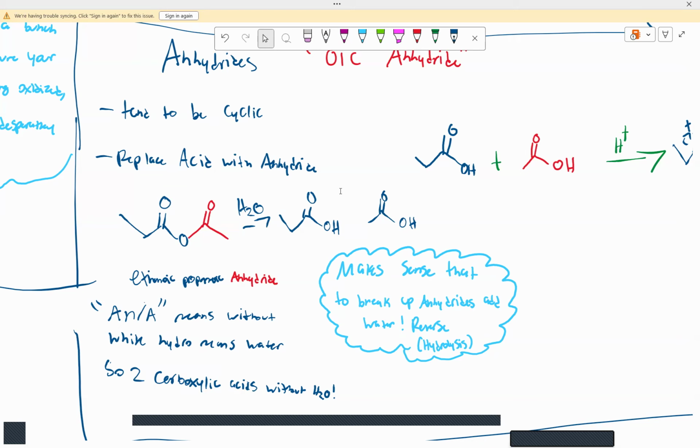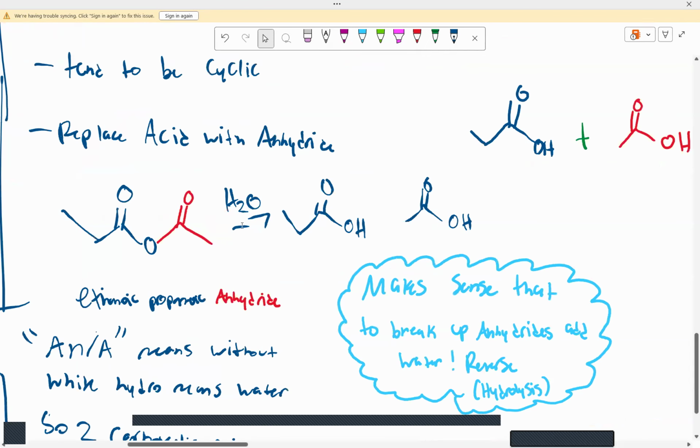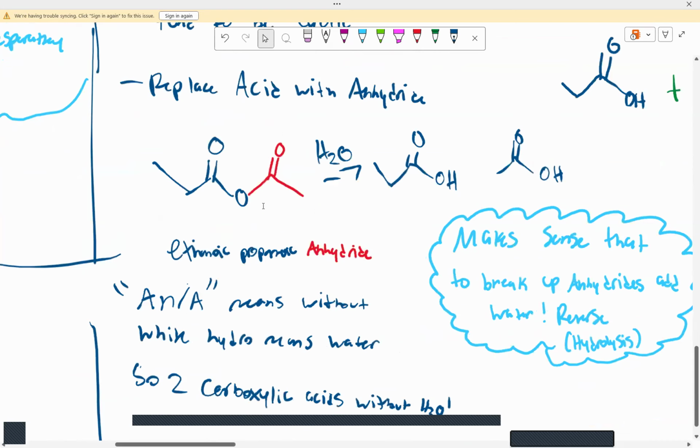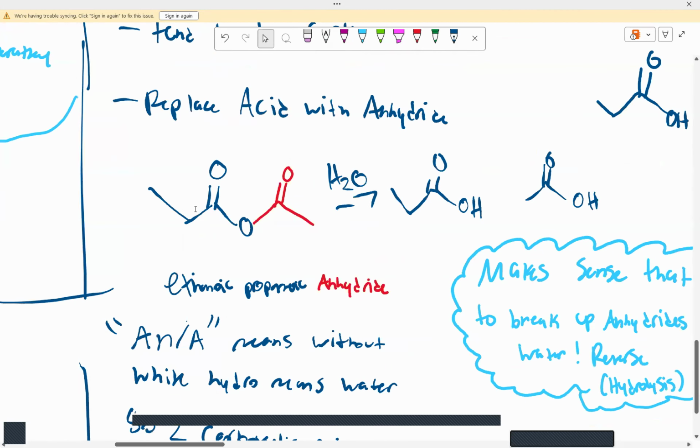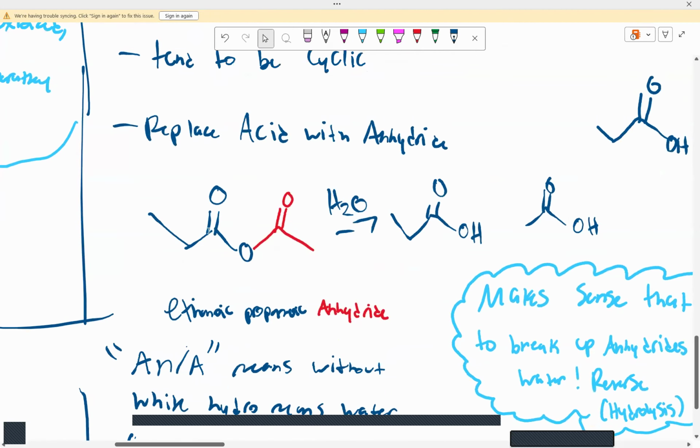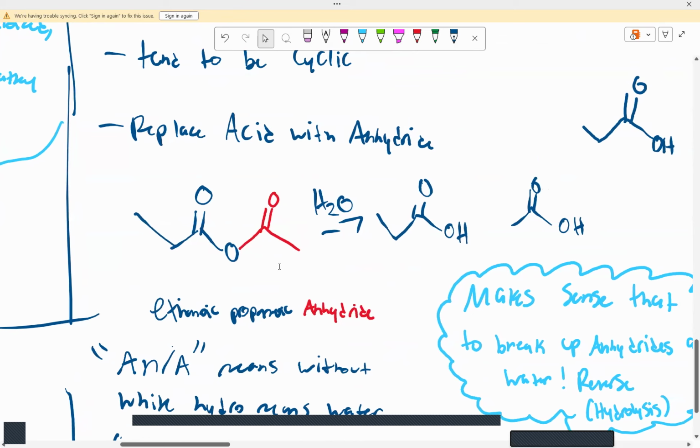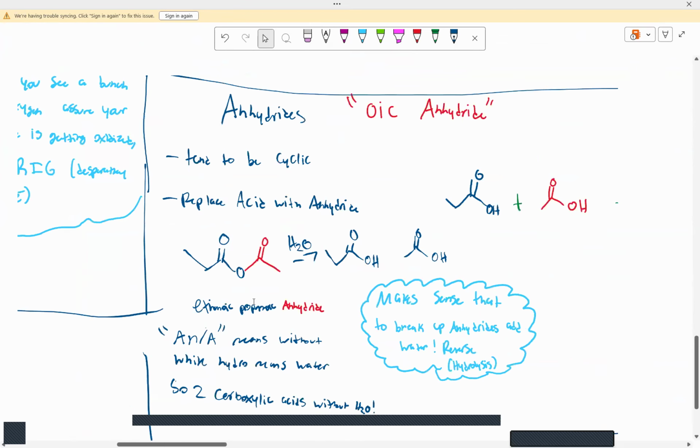And it also makes sense that in order to break up anhydrides, you're going to add water to reverse it. So hydrolysis, which is what I have here. So breaking it up, you get those two carboxylic acids again. So basically, you're just going to count how many carbons there are. In this one, there's one, two, three, so it's ethanoic. And this is one, two, so this is propanoic. And then that's how you get your answer. So it's ethanoic propanoic anhydride.